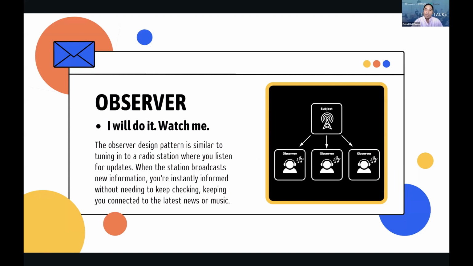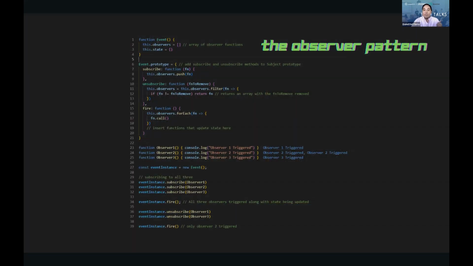The observer pattern is similar to tuning into a radio station where you listen for updates. When the station broadcasts new information, you're instantly informed without needing to keep checking, keeping you connected to the latest news or music. In the following example, Observer 1, Observer 2, and Observer 3 are subscribed to an event instance.